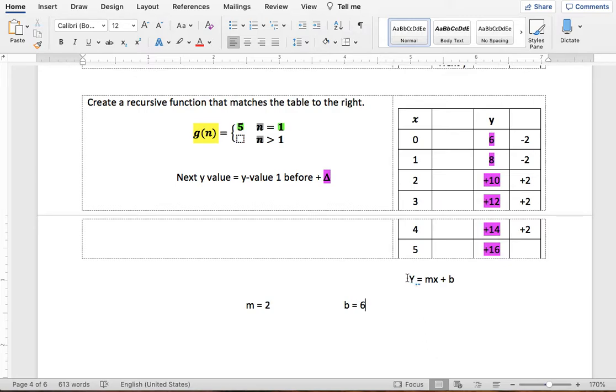So long story short, your equation for this red column is 2 times x plus b, which is 6.